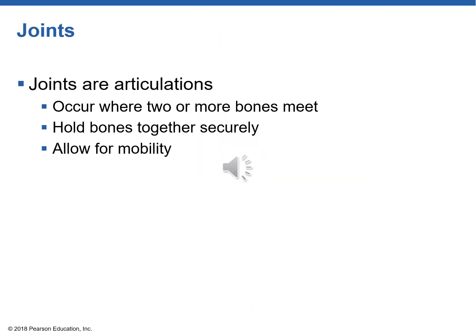Joints are what allow us to move. They allow mobility. They are also known as articulations, and they are where 2 or more bones meet. They need to be held together securely so that they don't fall apart easily.